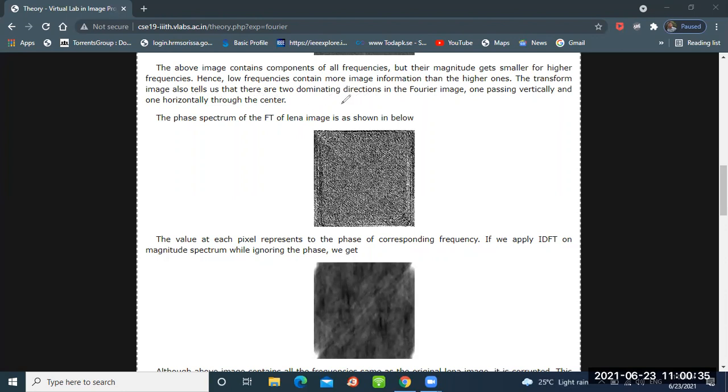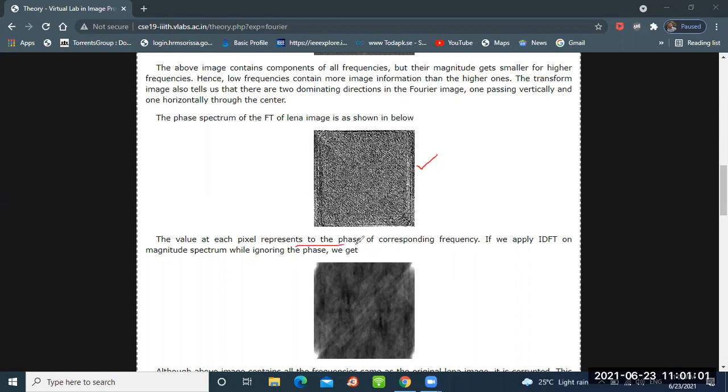Now you can imagine two lines passing through it, one passing horizontally and another vertically. These two lines are dominating in these two directions. Similarly, this is the phase spectrum for the Lena image, as shown in the figure. The value of each pixel is represented by the phase corresponding to the frequency.